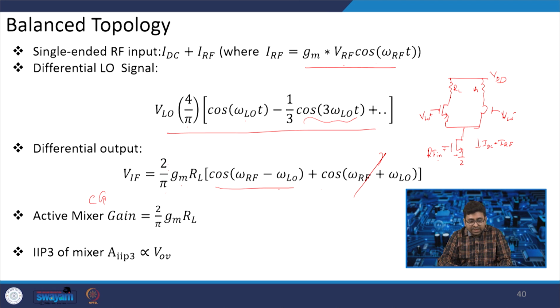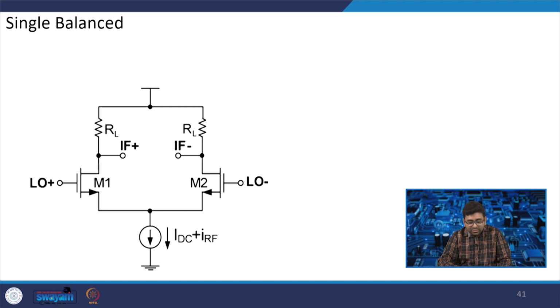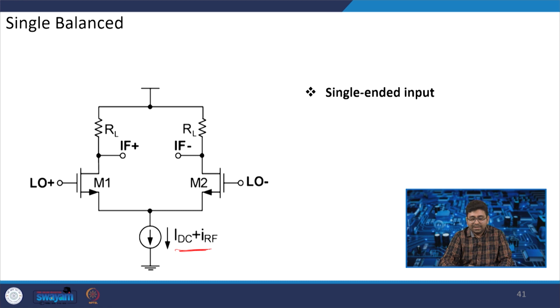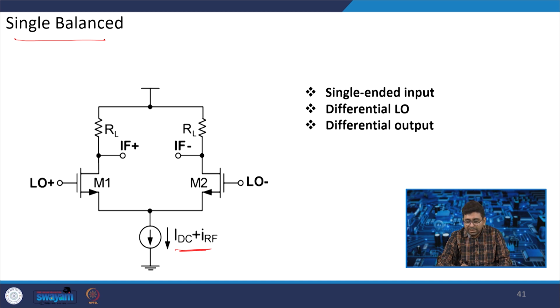Now, the single balance mixer, it is the same we have drawn. So, IDC plus IRF is replaced with the MRF MOSFET, and this is the same configuration. It is a single ended input, because here the input is single ended, that is why it is called single balance. The LO is differential, and the RF transistor provides the gain, which is 2/pi Gm into RL.